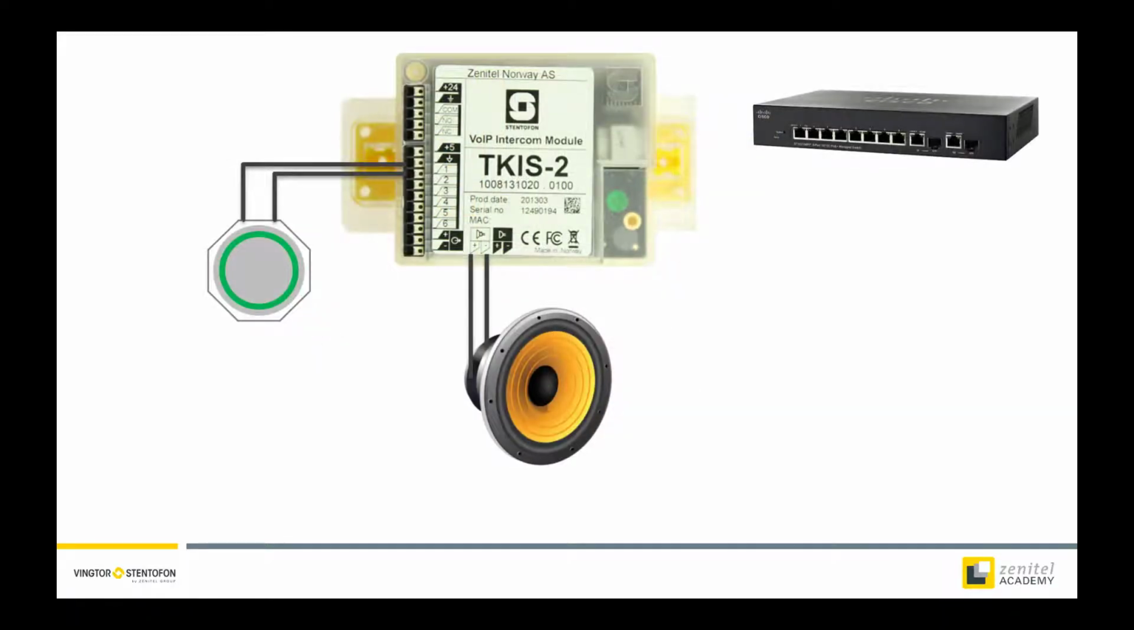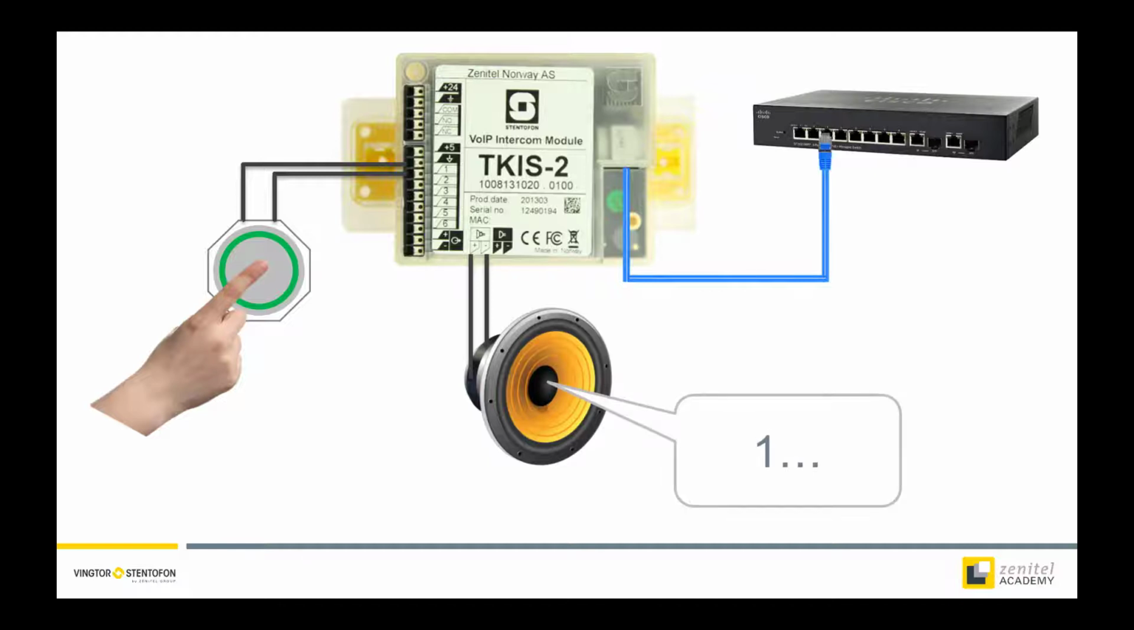Start by pressing the push button and keep it pressed while inserting the network cable into a PoE port on the switch, thus powering the kit. After a while, the kit will start counting. Release the button immediately when you hear 1. The kit will continue to count.